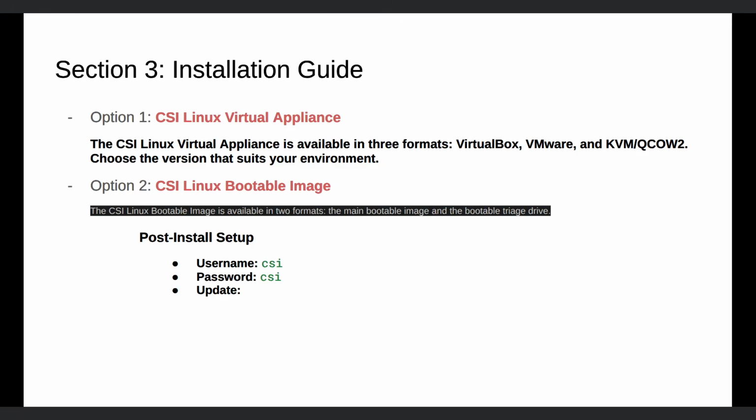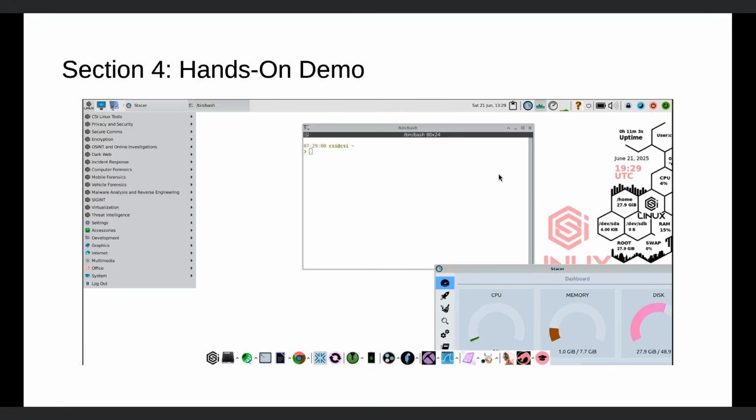The other option is to create a bootable image so that you can use a live image, or you can install CSI Linux on bare metal or on your laptop rather than as a guest operating system. And after installation, in case you go with the Linux virtual appliance, you have the default username and password, which is CSI, and you need to update and upgrade the OS to get the tools up to date. And then now we can jump into the hands-on.